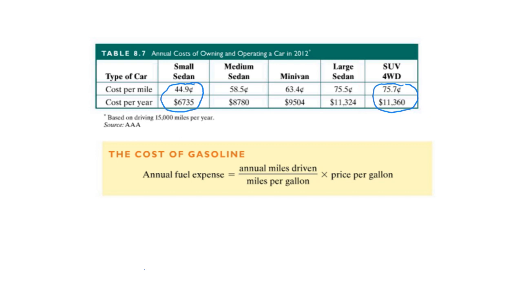Regardless of the type of vehicle you have, the cost of gasoline is calculated the same way using this formula. The annual fuel expense is equal to the annual miles driven, meaning how many miles you drive per year, divided by the miles per gallon, multiplied by the price per gallon.